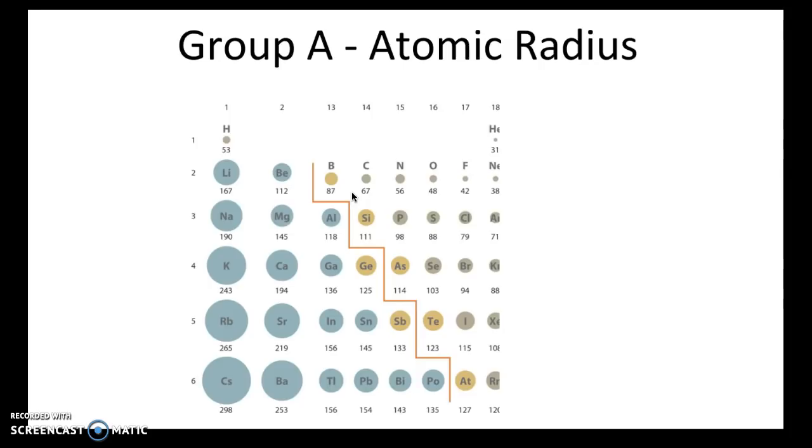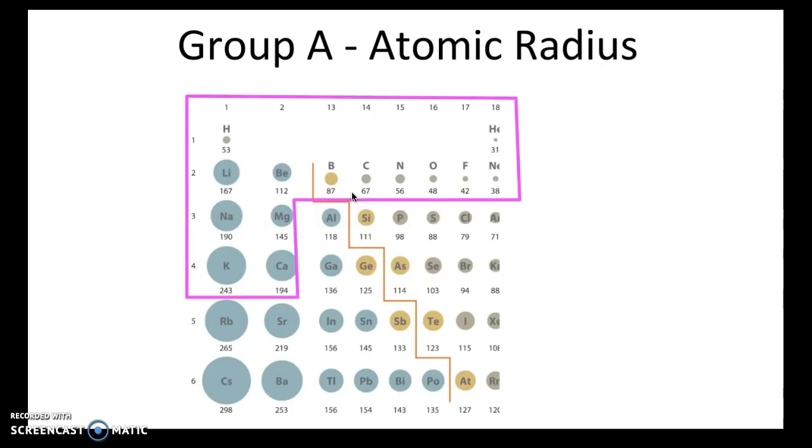We're going to start with group A, who are doing the atomic radius. First of all, there are a lot of atoms to look at, so we're going to narrow it down to the first 20. You're going to go from hydrogen all the way to calcium. Those are the only pieces of information you're going to plot.